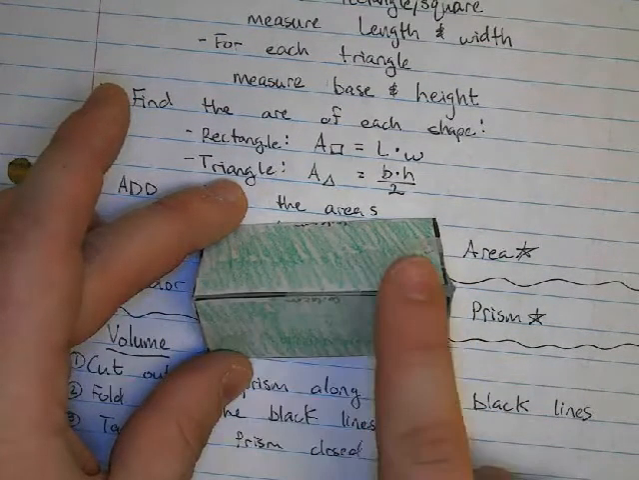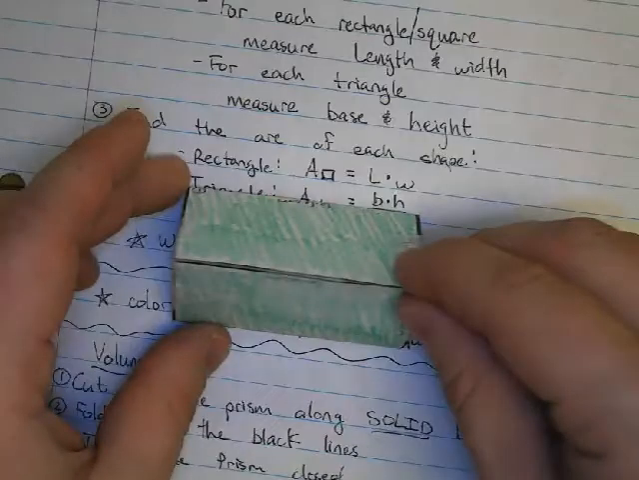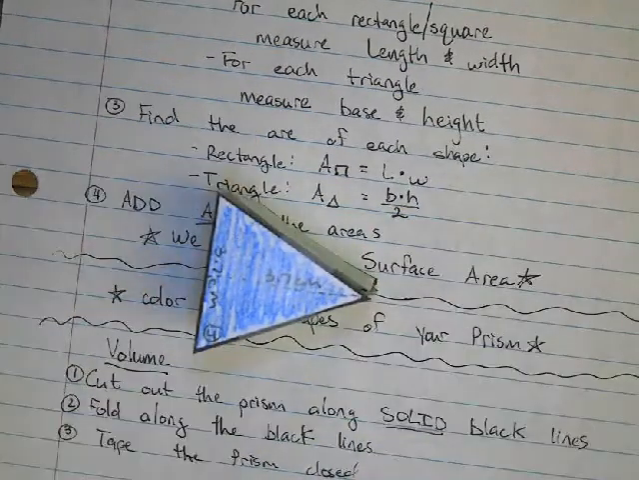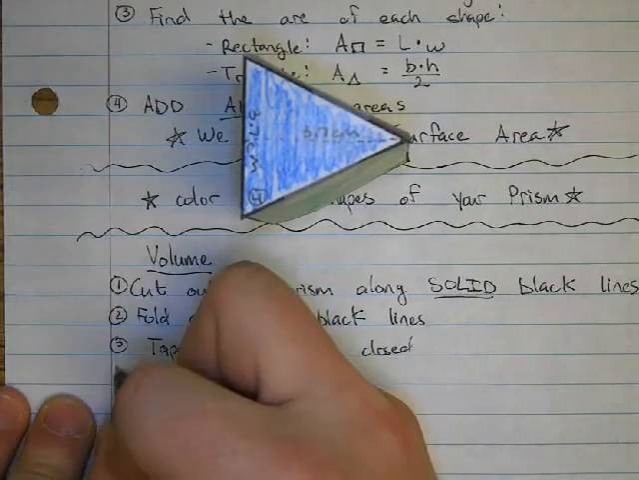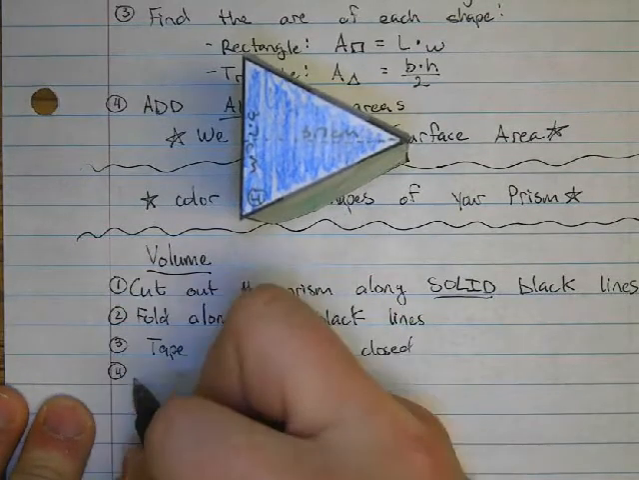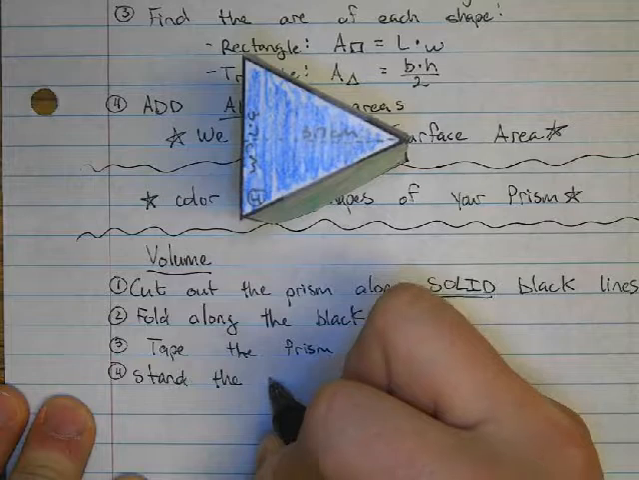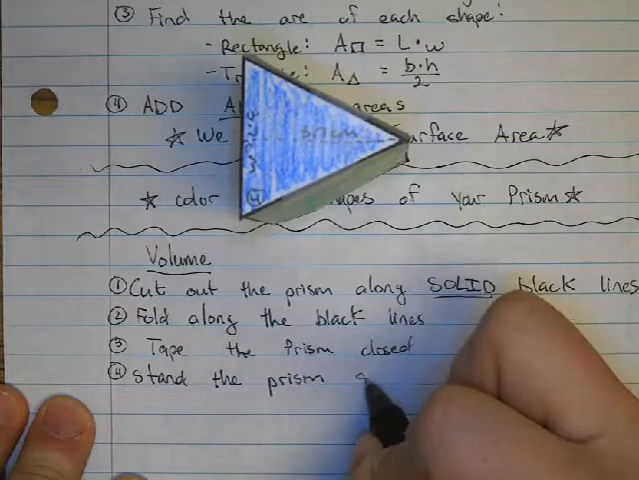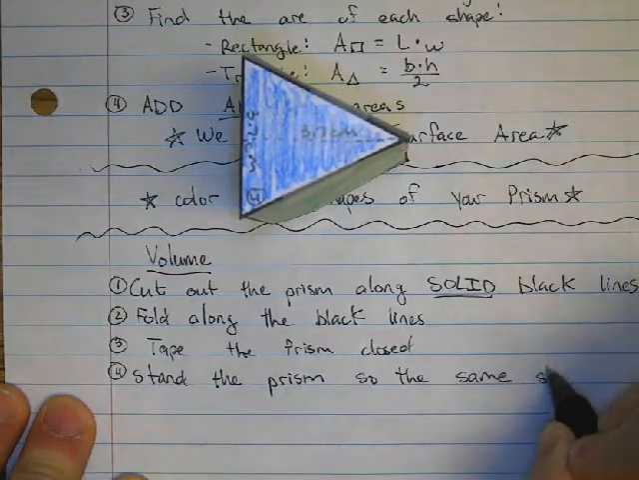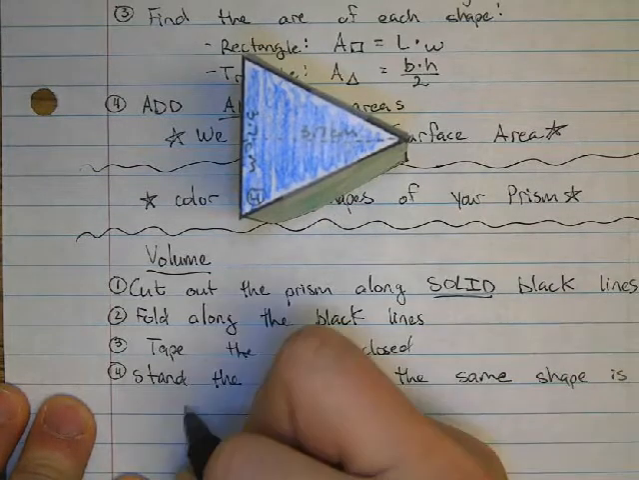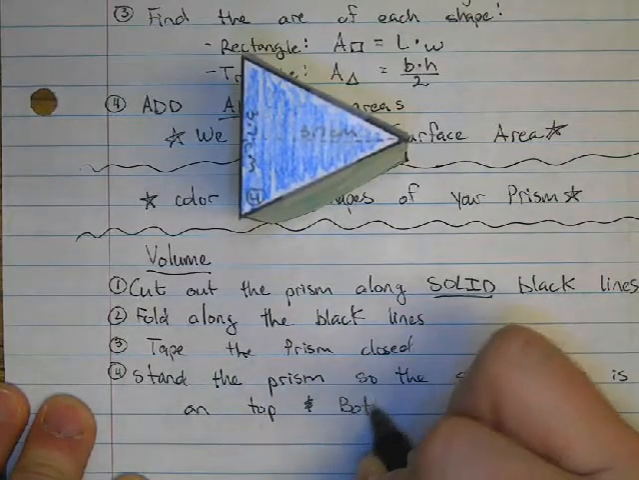I need to have a flat shape on the top and the bottom. So I'm going to stand it up on my triangular side so that I have a triangle on the top and a triangle on the bottom. So that's step 4. Stand the prism so the same shape is on top and bottom.